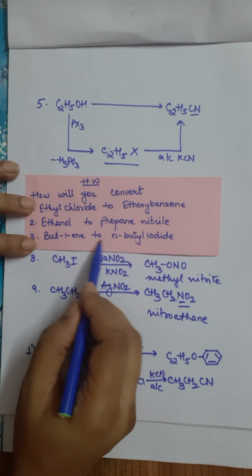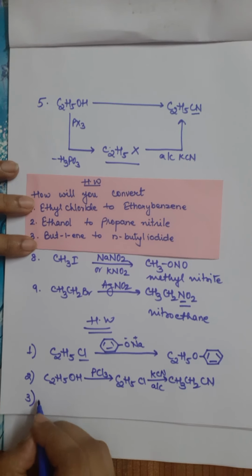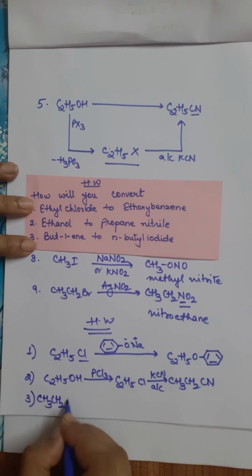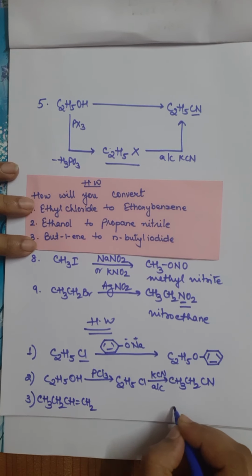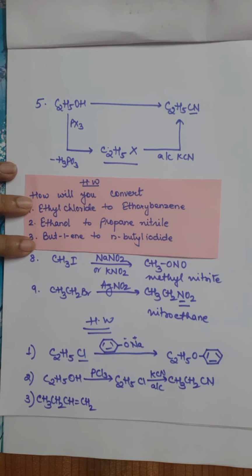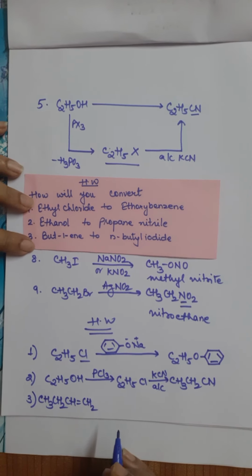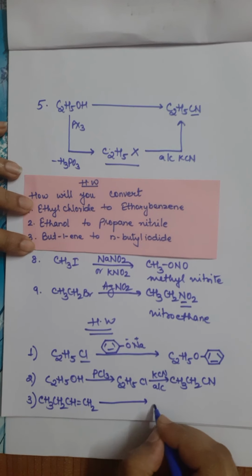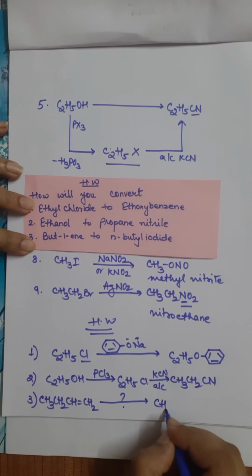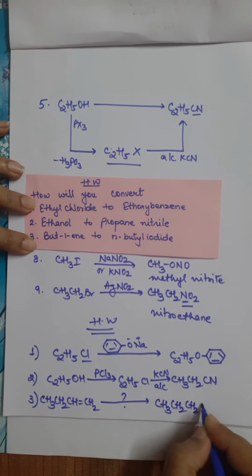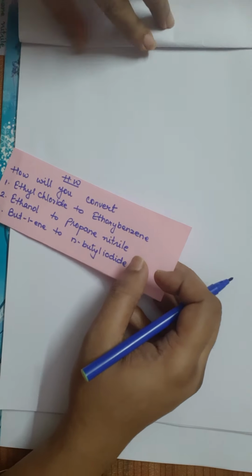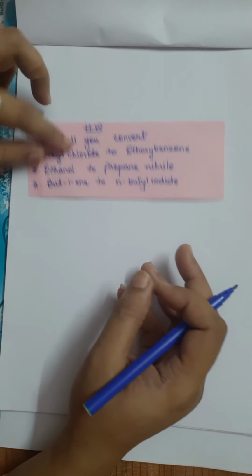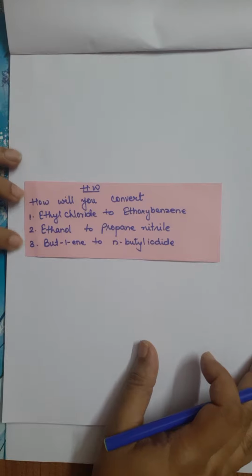Third reaction, but-1-ene to n-butyl iodide. But-1-ene, CH3CH2CH=CH2, to be converted to n-butyl iodide. N-butyl iodide means iodine should be on the first position. So how to bring about this reaction? Okay, that means you have to convert it into CH3CH2CH2CH2I. Now what are you going to do here? You need a reaction occurring at the first position. This is an unsymmetrical alkene, which means it will normally follow Markovnikov addition. So how are you going to do it?